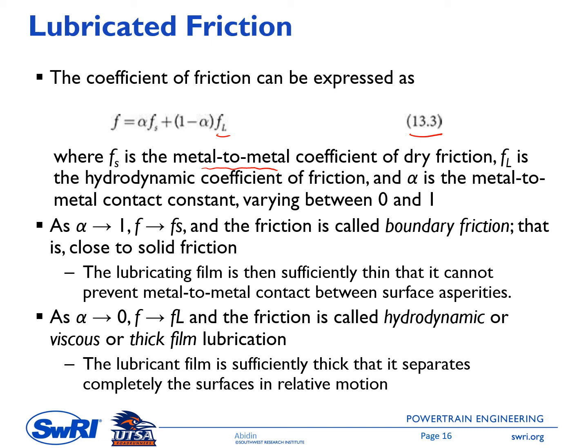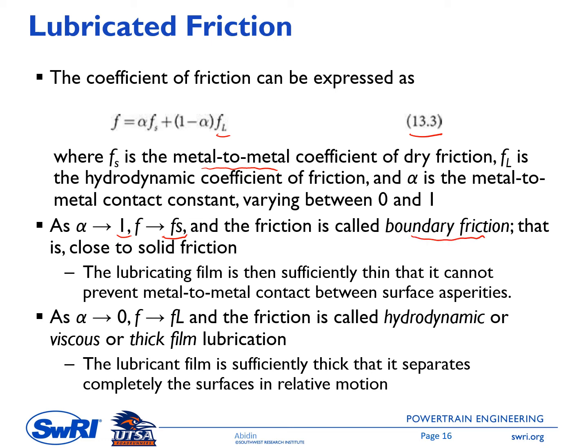If it is 1, then we have a completely metal to metal interaction. If it is 0, then we have a lubrication between the two metal surfaces. As alpha approaches 1, F also gets close to Fs, and the friction is called boundary friction.